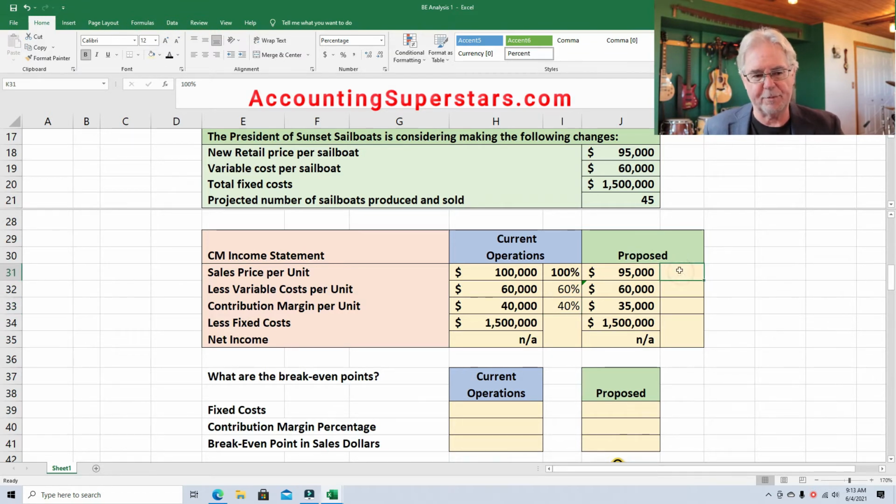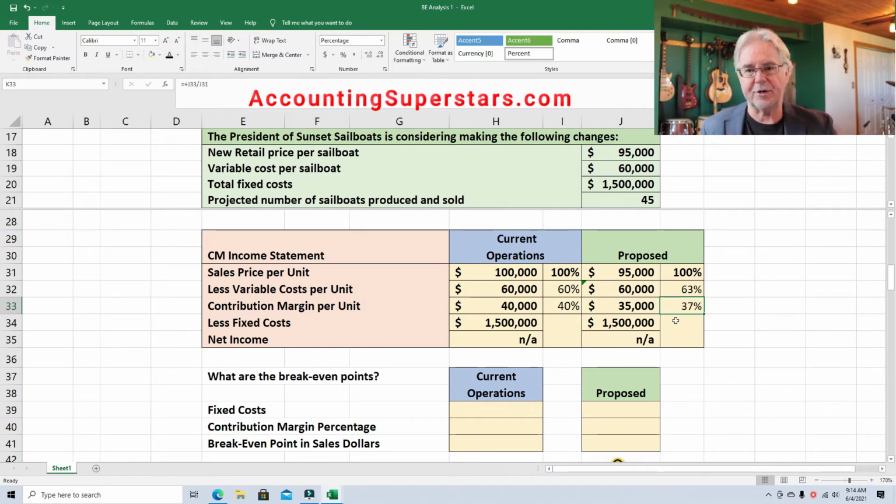So let's go over here to proposed. Sales price per unit, always 100%. Always. Variable cost per unit, 60,000 divided by 95,000, and we get 63%. Contribution margin per unit, well, two ways to do it. Two ways, both easy. 100% minus 63%, there you go. Or you go 35,000 divided by 95,000. Either way, you're going to get the same answer.